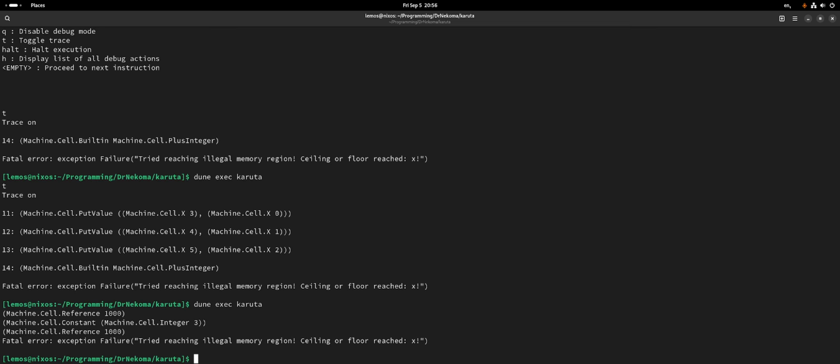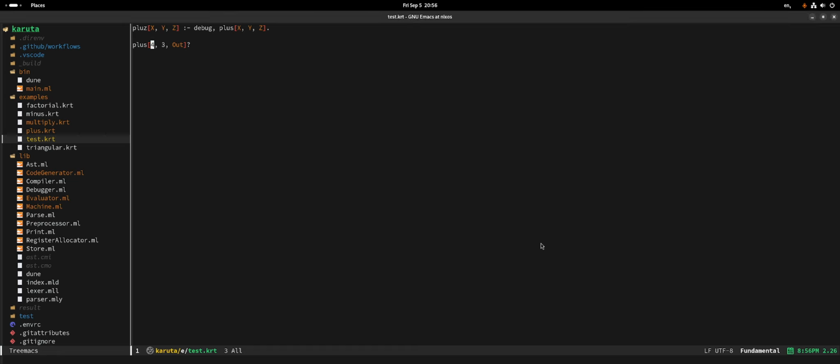But wait, we should have a case where we can have 2 references, right? We need to deref them. No, no, no. We have a case where we have 2 constants. 2 references should fail. Oh, wait. 2 references should fail. I don't know if I understand that because what if I'm doing this?